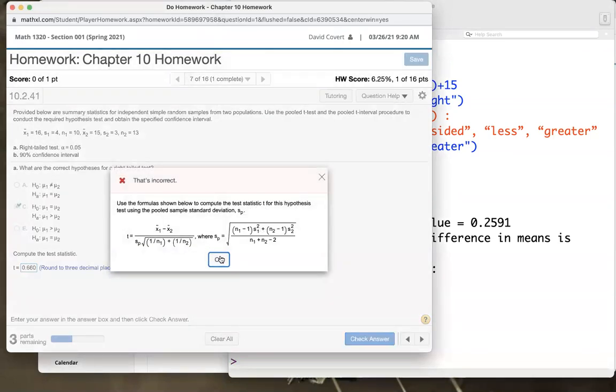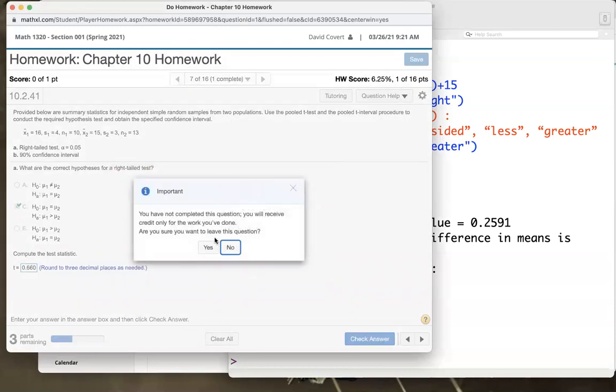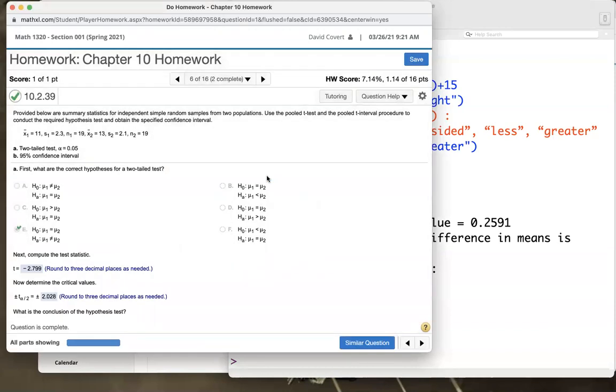Okay. This is a pooled test. So let me go back just for one second. What is different here?